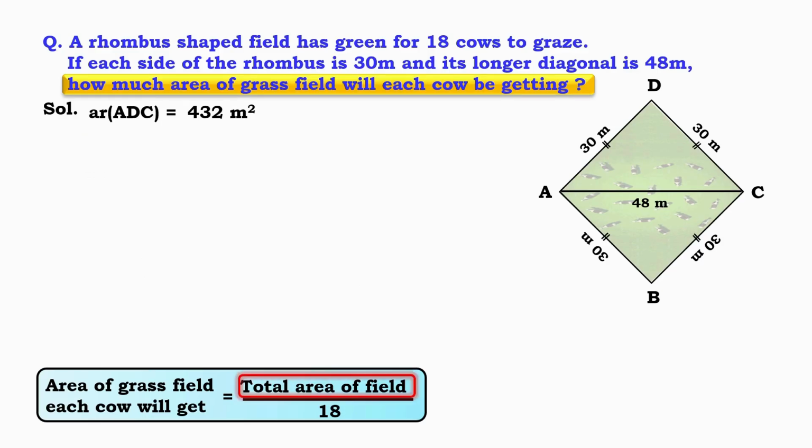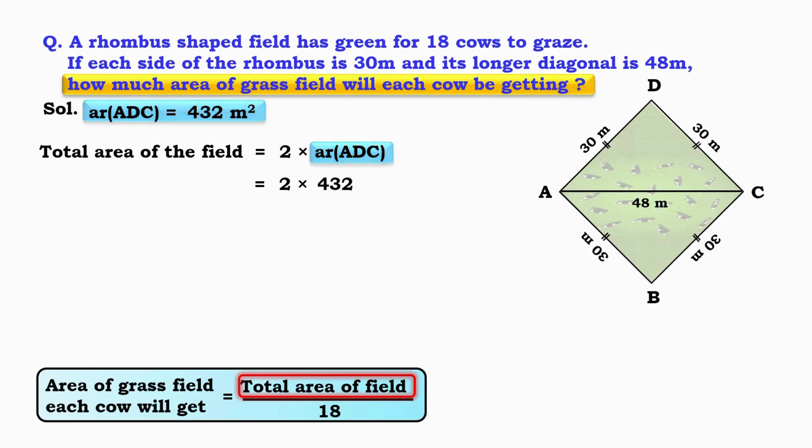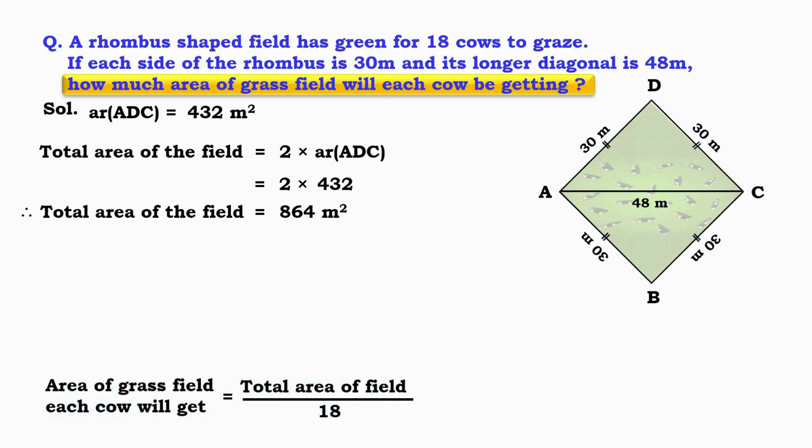So what will be the total area of the field then? Total area of the field is equal to 2 into the area of triangle ADC, because we know that triangle ADC and triangle ABC are the same. So it will be double. So 2 into 432 is equal to 864 meters square. Now this is the total area.